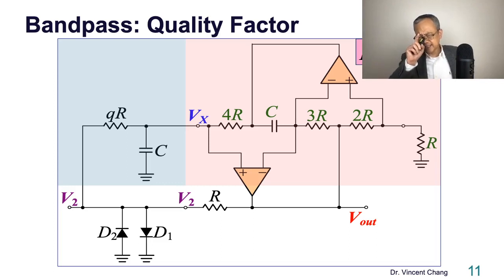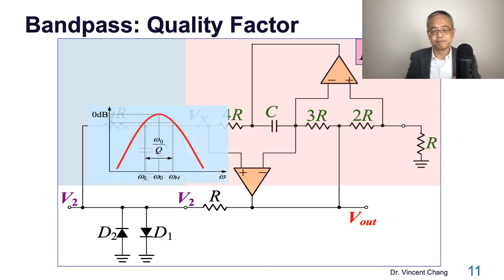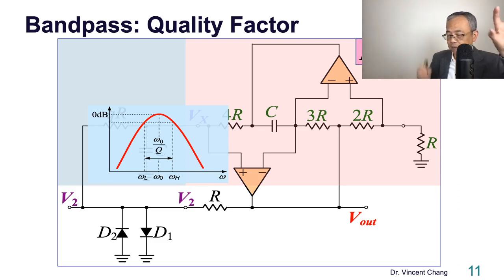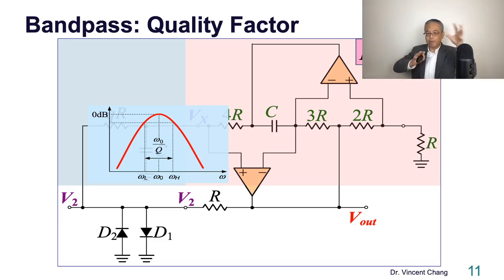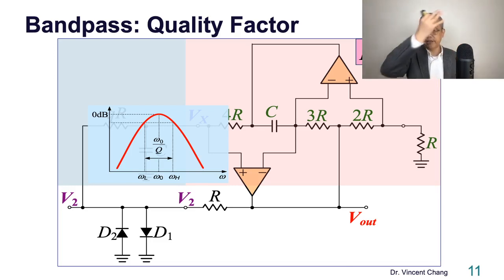What's the quality factor of this bandpass? You see a bandpass, right? The blue plus the red equals a bandpass filter. So what's the quality factor? Now we plug in the bandpass. This represents the bandpass input and output. The relationship between the bandpass input and the bandpass output is going to create this kind of magnitude response.